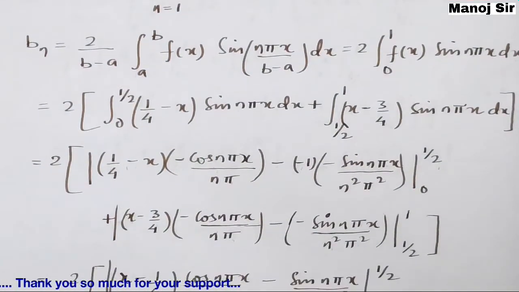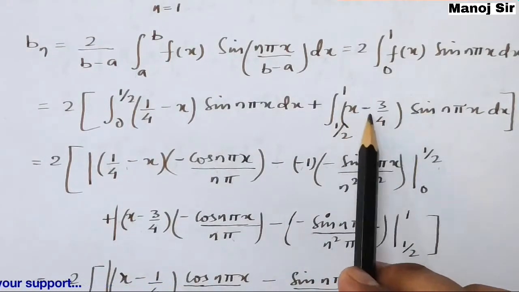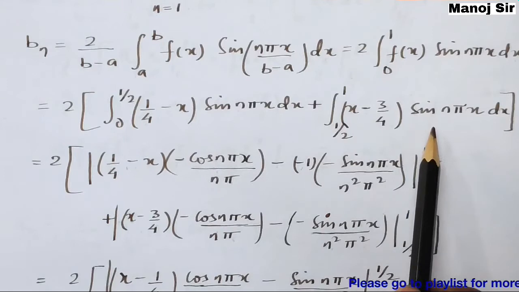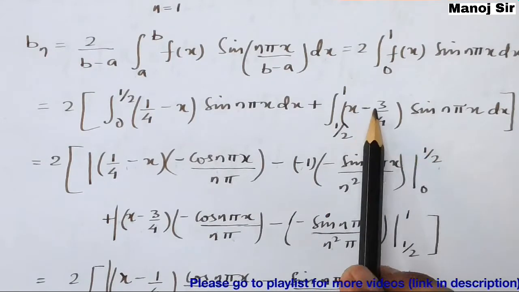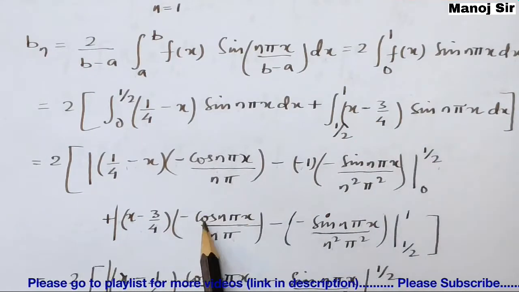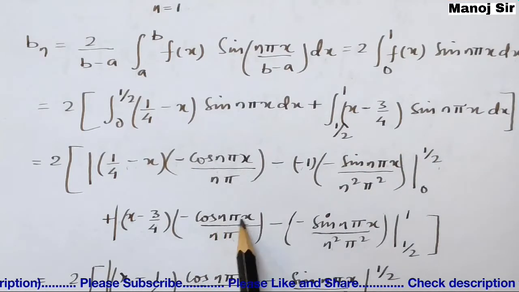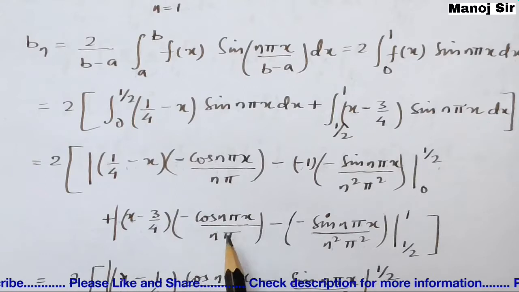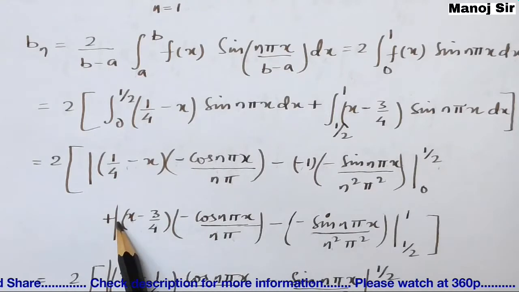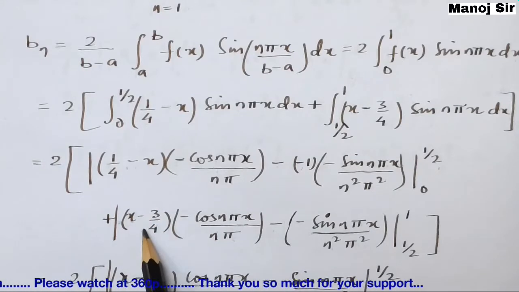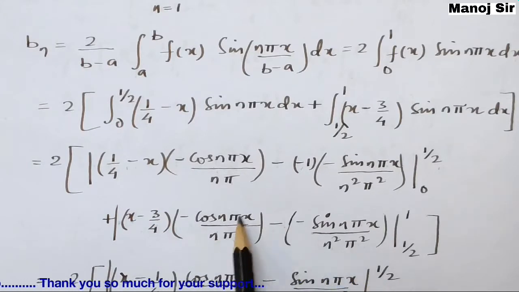Here this is treated as the first function, this is treated as the second function. Now again we will integrate this with the help of chain rule. So first function as it is, integration of the second function, that is integration of sine, will become minus cos n pi x upon n pi. The first term is positive, the second term is negative. Now differentiation of the first part, that is 1, into this part.